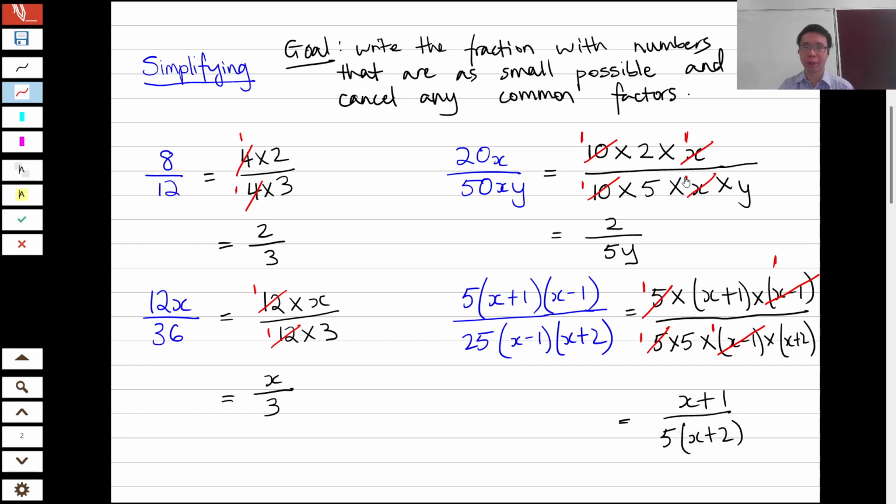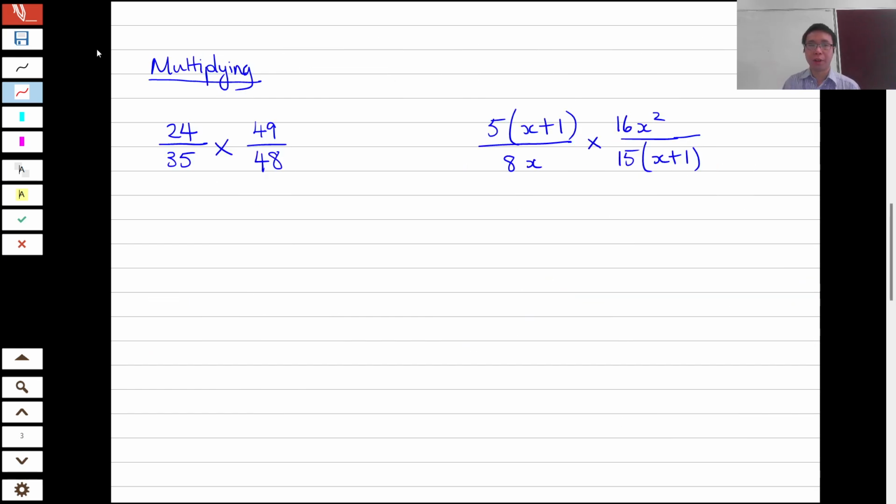Okay, let's do a few more examples with multiplication and division. So here we go. I'm going to do it 2 ways. So first I'm going to do it the long way to make it clear, and then I'll do it the short way, which is what most people will do in practice when solving these kinds of questions.